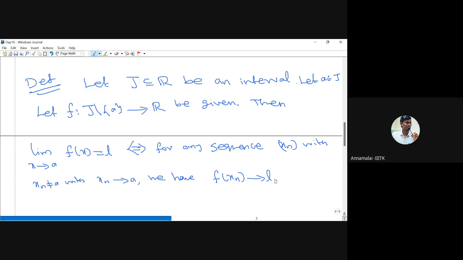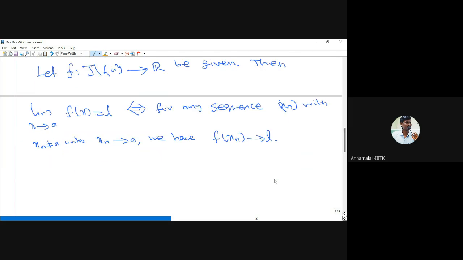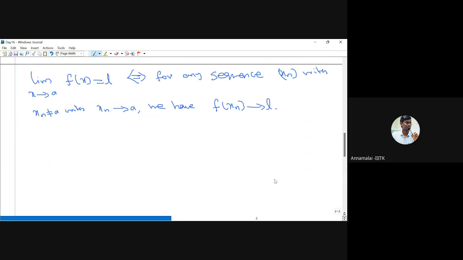Now this is just for the limit. Now what about the right hand limit and then the left hand limit? You just have to take the sequence which is greater than A but converges to A. Again f of xn converges to L. That is the right hand limit.